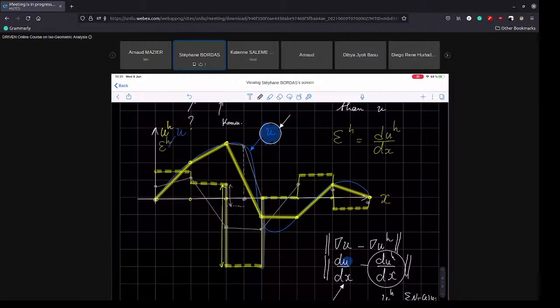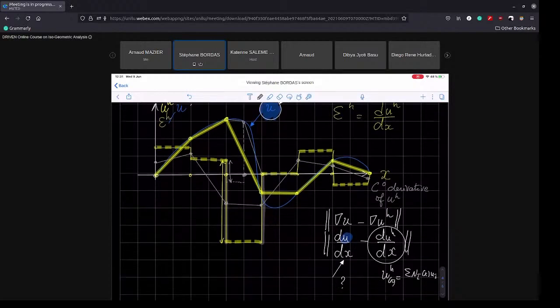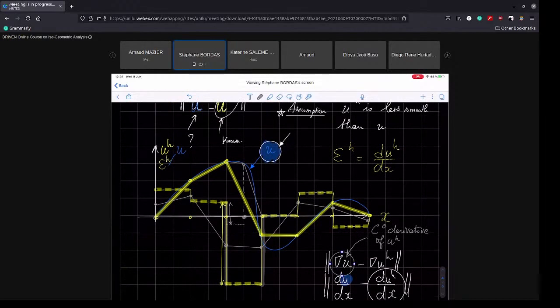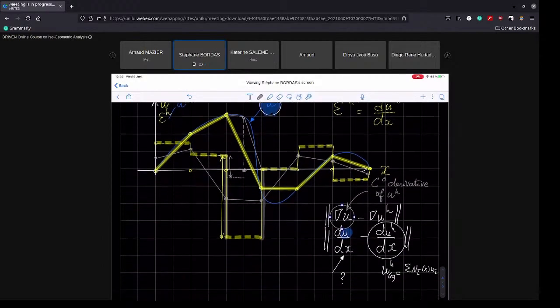And I have now a function which is a C0 derivative of uh. Okay, so this is not the derivative of uh, but it is a smoother derivative of uh. And this is what we're going to use to substitute for this grad u. So instead of computing the difference between the derivative of uh and the derivative of u, which we don't know, we can say, all right, what I'm going to do is I'm going to assume that there exists another function and I will call it uh star, which is smoother than uh.